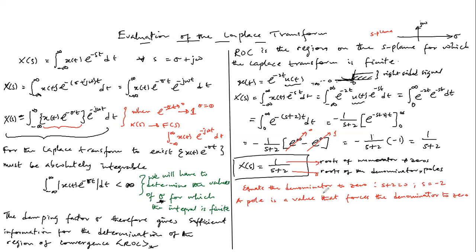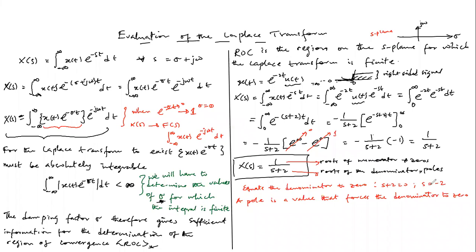And if a pole forces the denominator to 0, then it means that a pole forces the Laplace transform to infinity, right? Yeah, because anything over 0 is infinity. But that's not where we are going right now. Okay? So let's not get everything all along. Let's take this one step at a time.